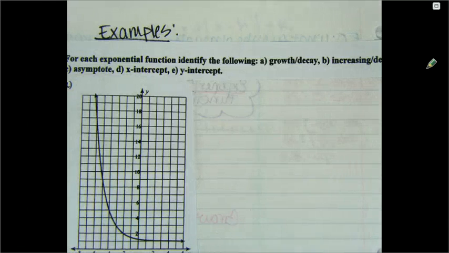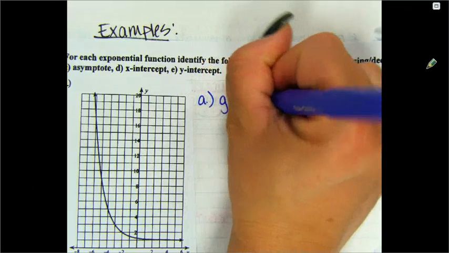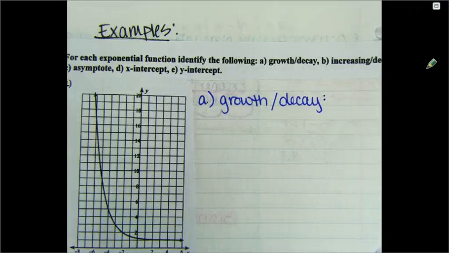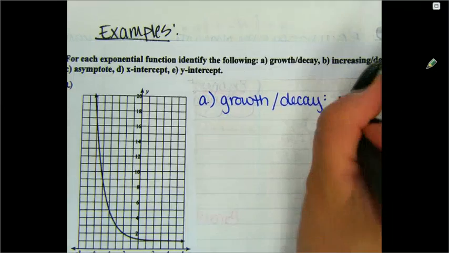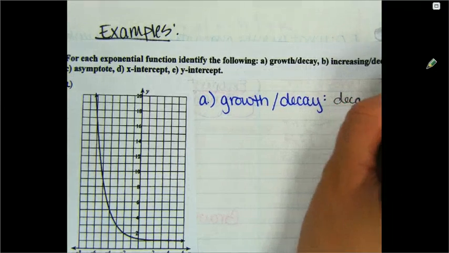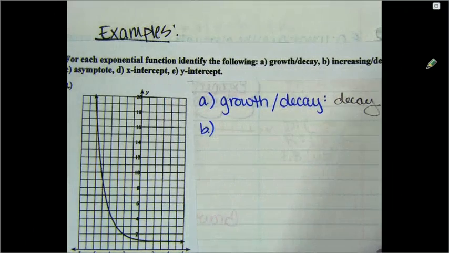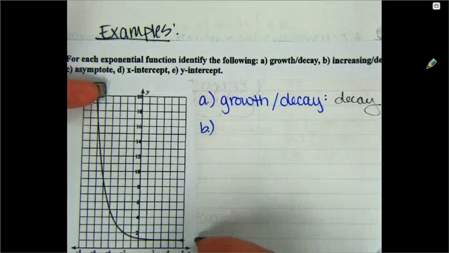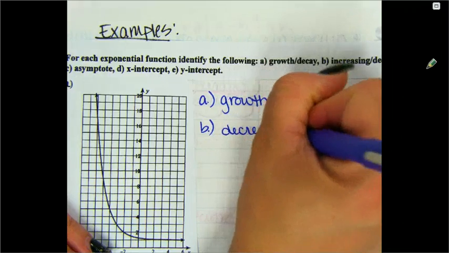All right, ready? So what we're going to do first, letter A, we need to decide, is it growth or decay? So is this growth or decay? Why is it decay? Because it's going down. So it is decay. Okay, letter B wants to know, is it increasing or decreasing? Well, if it's going down, then it's what? It's decreasing. We always read left to right.